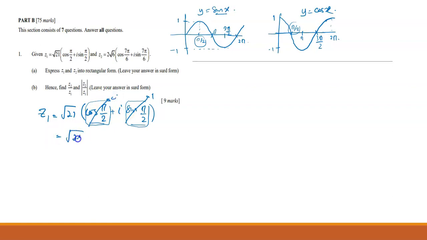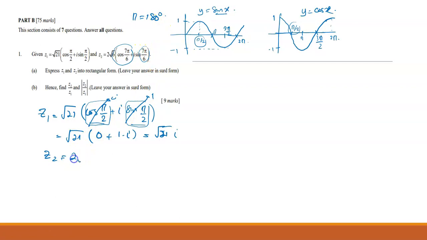So now square root of 21 times 0 plus 1 times i equals square root of 21 i. Okay, sorry. Square root of 21i. So Z2 equals, for this one here, you may use the calculator, cos 7 pi over 6 plus i sine 7 pi over 6, where pi equals 180 degrees. So change it to radians, 7 pi over 6.